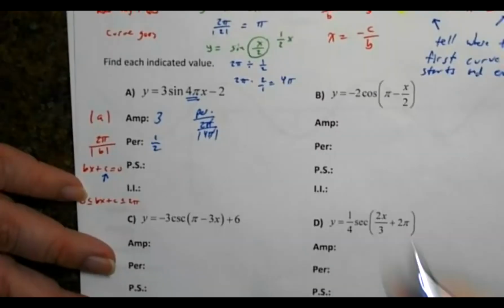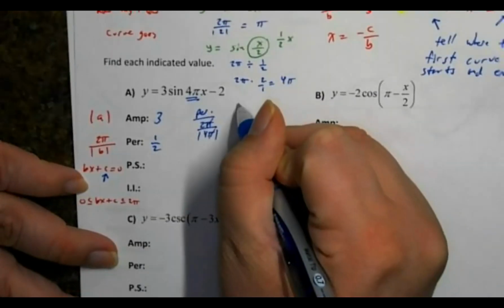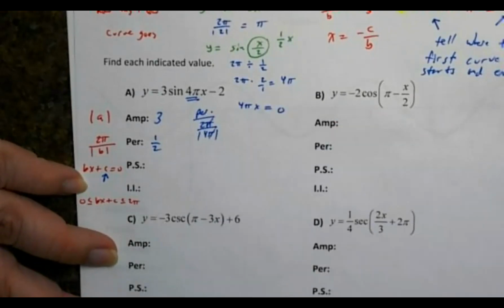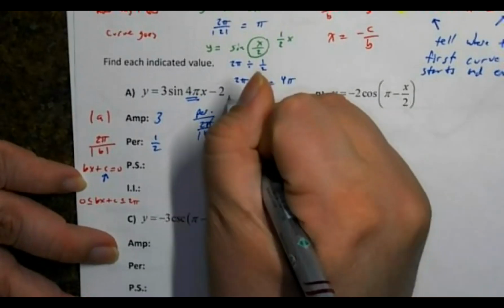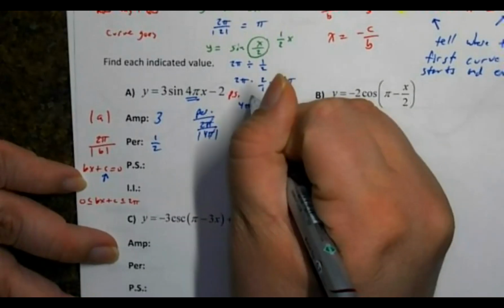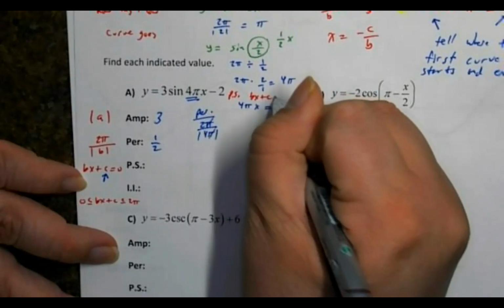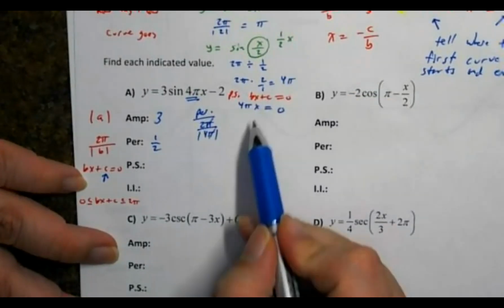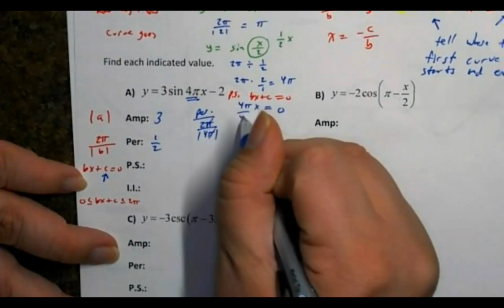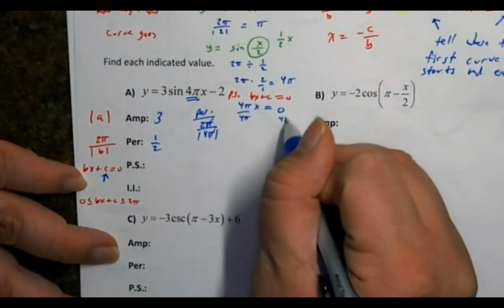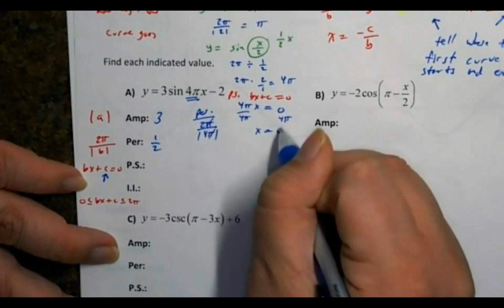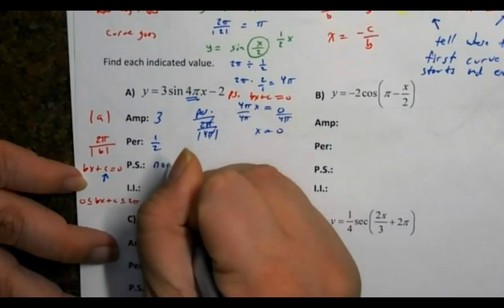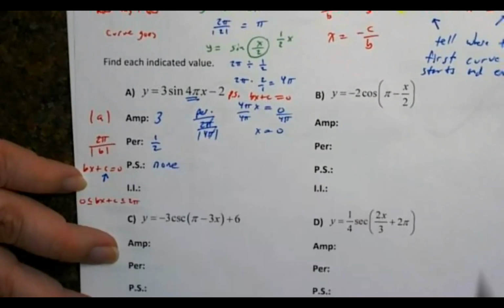If you try to do it, the way you determine if there's a phase shift or not is you take bx plus c, set it equal to 0, and solve. You take 4 pi x and set it equal to 0. There's no C term, so that is 0. If you divide both sides by 4 pi, you get 0. So phase shift: none. There is no phase shift.